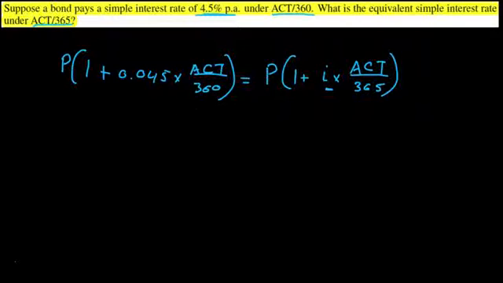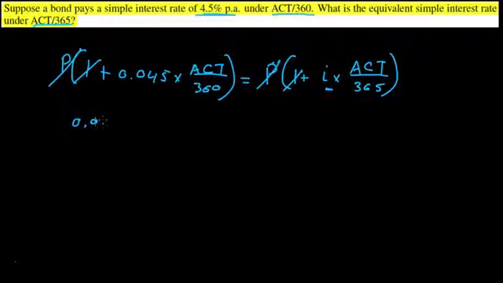So now it actually looks quite a bit simpler. But before, when I saw this in my head, I couldn't have assumed that it would have been 0.045 times 365 divided by 360. I just didn't get it in my head. So we can divide P on both sides. We don't need the brackets anymore. We can minus 1 on both sides. We don't need this anymore.